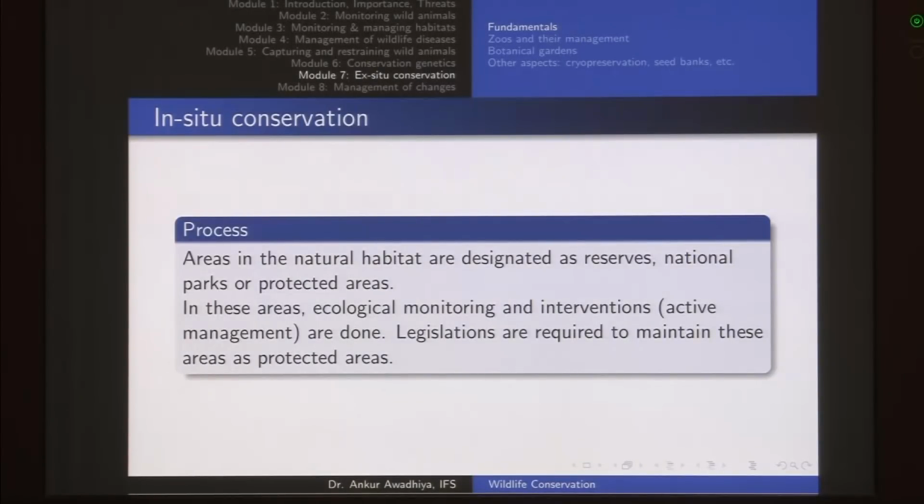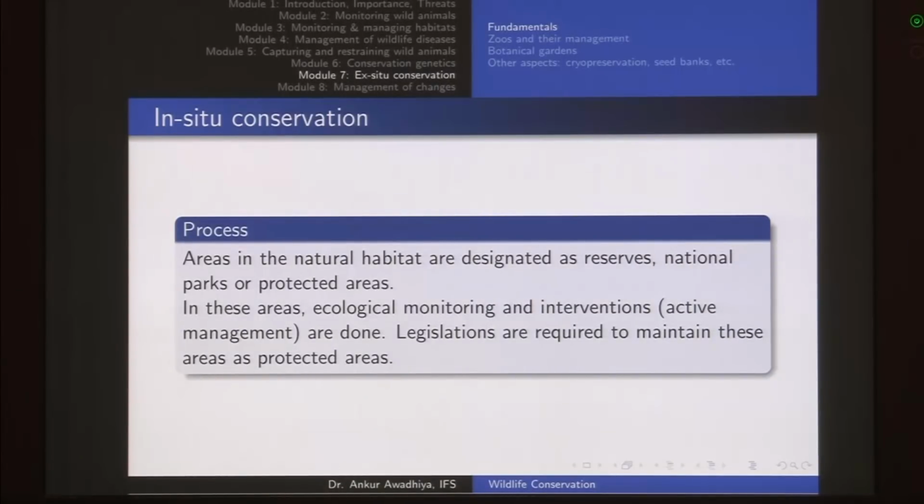When we talk about in-situ conservation, the process is that areas in the natural habitat are designated as reserves, national parks or protected areas, and in these areas ecological monitoring and interventions in the form of active management are done, and legislations are required to maintain these areas as protected areas.